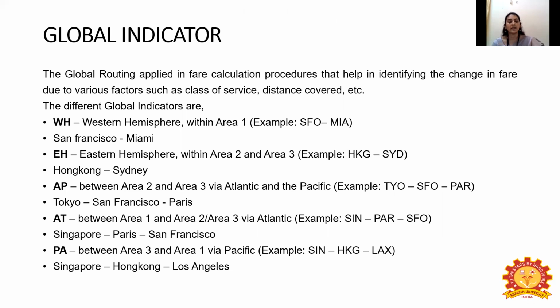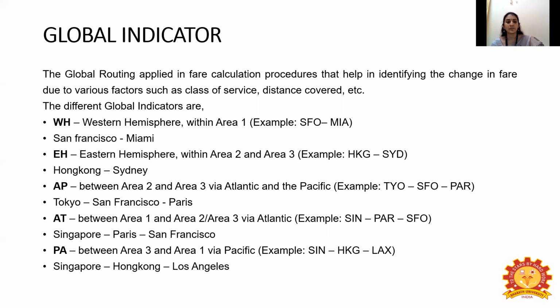And then the next one is global indicator. What is this global indicator? It is simply called a routing, something which gives the direction. It's kind of mapping. This is applied in fare calculation. When you're calculating a fare, this global indicator is used. It helps you identify which direction the flight is traveling, which is very important in calculating fares. So you have various global indicators. We have Western Hemisphere, Eastern Hemisphere, and AP. AP is Atlantic and Pacific, and AT is between Area 1 and 3.